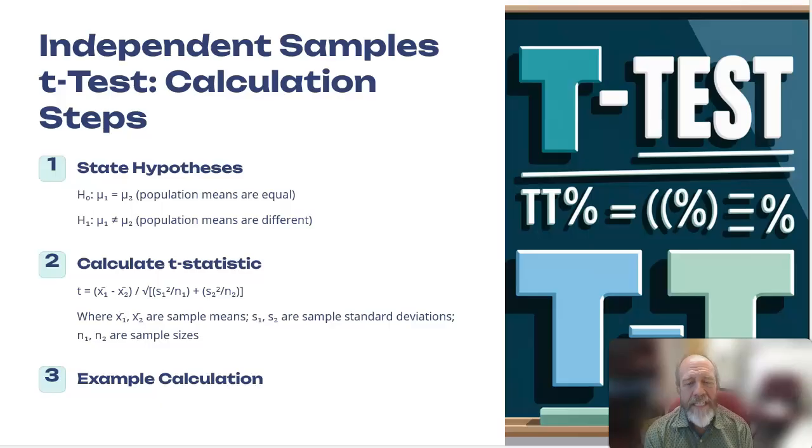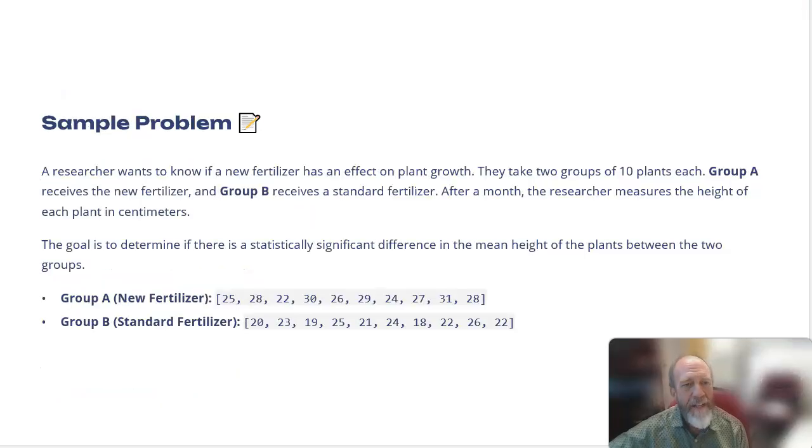You calculate the t-statistic, and I'm going to do an example calculation by actually solving a problem in this case. So here's a good sample problem. This is a typical sample problem. I've got group A and group B, and we're looking at a new fertilizer to see if 10 plants have more, less, or the same level of growth. The hypothesis being that they would be the same. And we want to look to see what would happen if there actually is a significant difference.